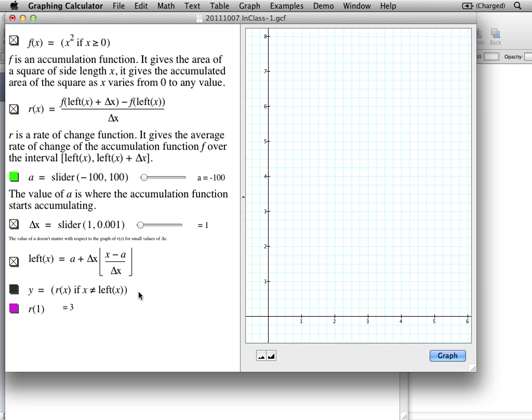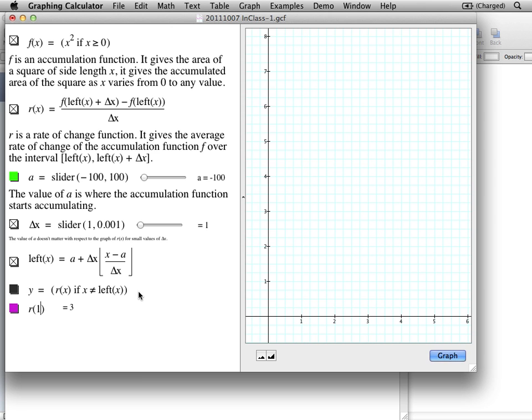If we look at left of x, we're starting at negative 100, and delta x is 1. So these delta x intervals start at negative 100. Where's the next left endpoint, starting at negative 100 and delta x equals 1? Jessica, where's the next left end? Negative 99. Yeah, and then one after that, Zach? Negative 98. Eventually it'll be 0, right?